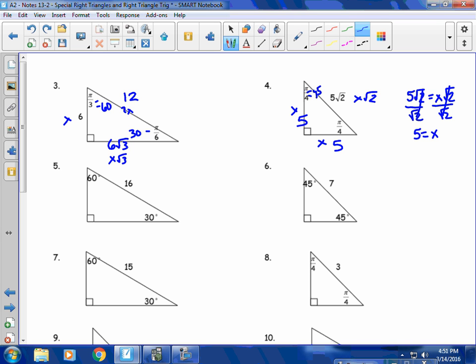Number 5 is back to a 30, 60, 90. 16 is where what normally is? 2x. So what does that mean about x? It means that x is 8. So x is always the side next to 60, so this is 8. And next to 30, we always have x radical 3, so that's going to be 8 radical 3.